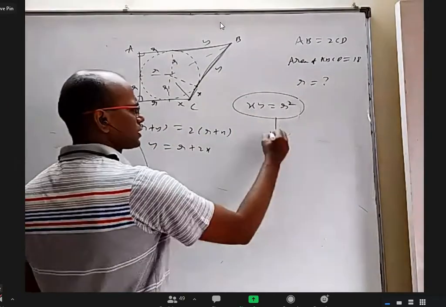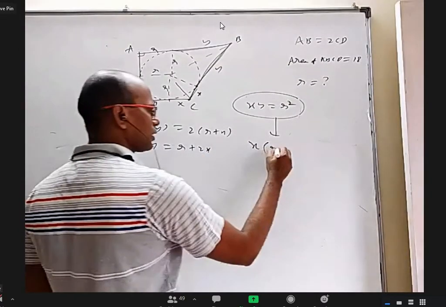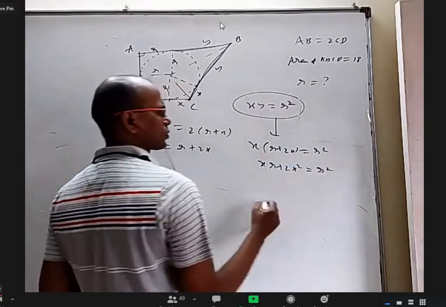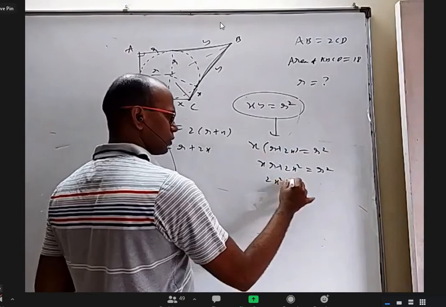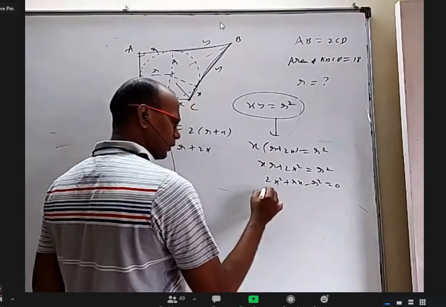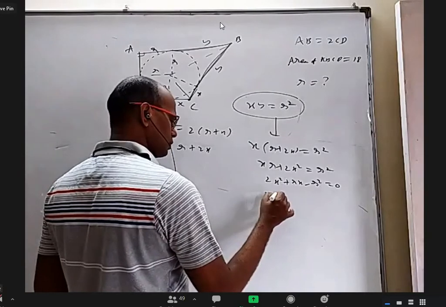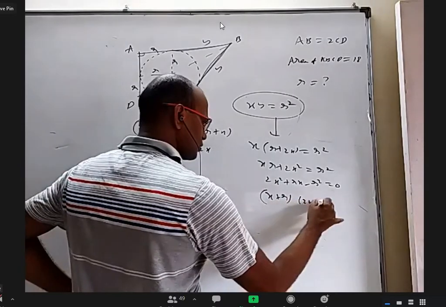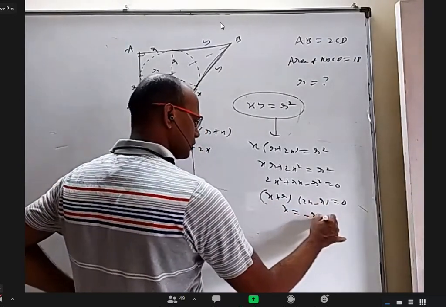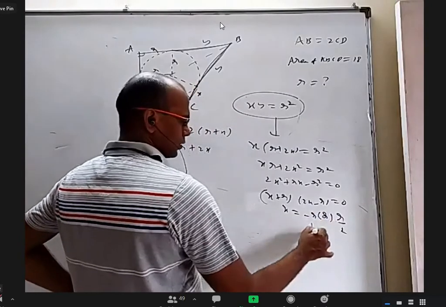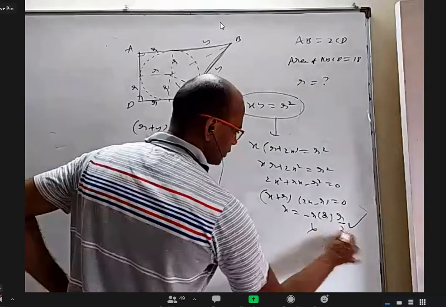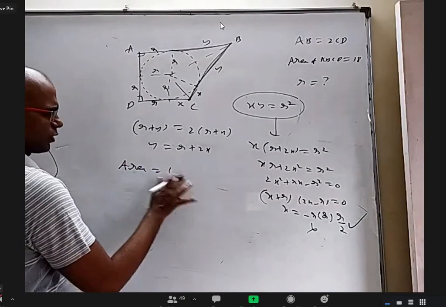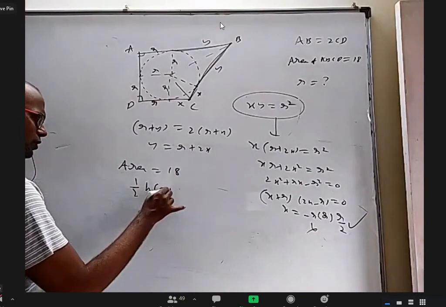In the place of y, I can write r plus 2x: x times r plus 2x equals r square. xr plus 2x square equals r square. So this is a quadratic equation: 2x square plus rx minus r square equals 0. So x plus r into 2x minus r equals 0. So x equals minus r or r by 2. I cannot take negative, so x equals r by 2. Now simply area equals 18. For a trapezium, we have the formula half into h into a plus b is 18.